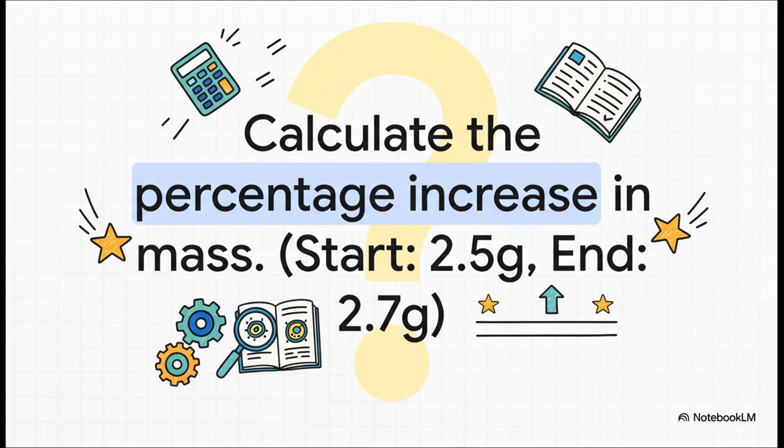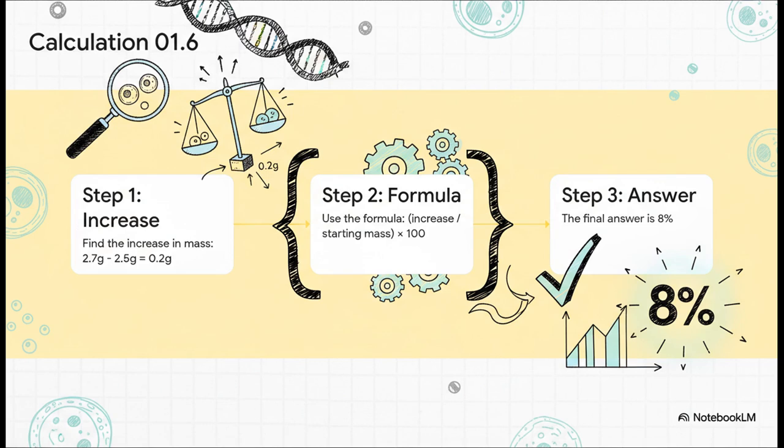So let's walk through it. Step 1, find the increase in mass. Easy enough. 2.7 minus 2.5 is 0.2 grams. Boom, that's 1 mark right there. Step 2, plug that into the percentage change formula. So that's 0.2 divided by the original 2.5 all times 100. And that gives you your final answer, 8%. That's your second mark. Done.